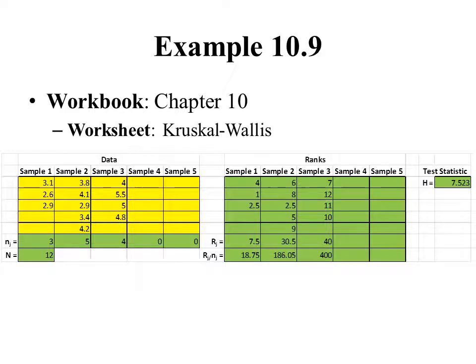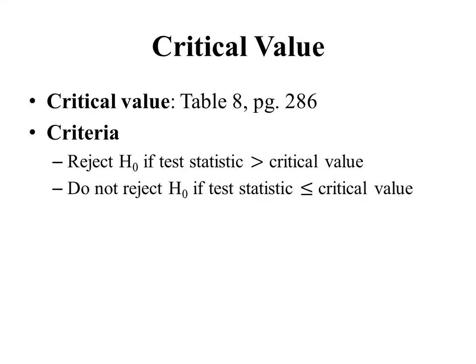And so we enter our samples of data over here in the yellow. This here calculates the sample sizes. This is the total number of data values. And then over here it ranks things, and then it does these intermediate calculations down here, and then over here we get our test statistic, which is denoted H. Now we're going to use this test statistic, we're also going to need to know the sample sizes. So keep all those numbers in mind.